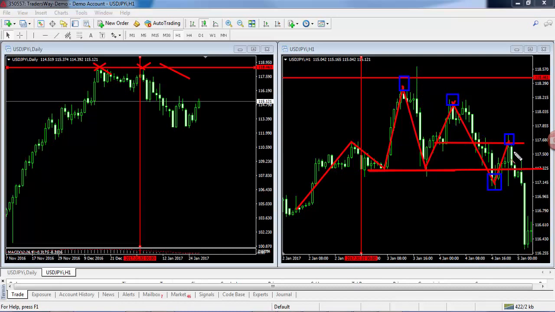So we execute our trades right here, or we set a pending order here. As soon as price breaks with this candle to the downside, that's your trigger to go short, because now the market has broken this level of support. So that's your reason to go short. We need no other information than just to go short.